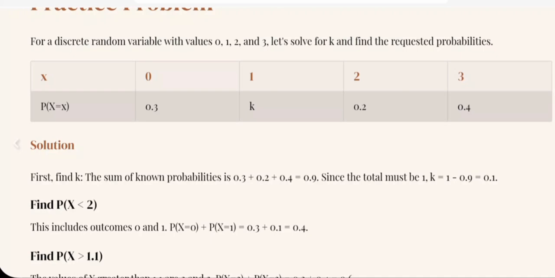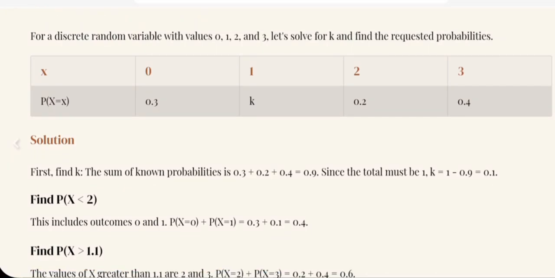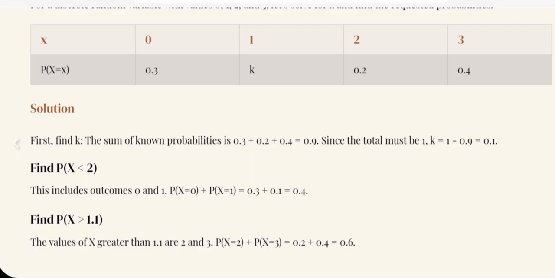So we've got a different discrete random variable this time. This time we can have 0, 1, 2, and 3. And the probability of all of the events has to add up to one whole. So far we've got 0.3 plus 0.2 plus 0.4, which is 0.9. So k must be 0.1, because all the events have to add up to one whole.